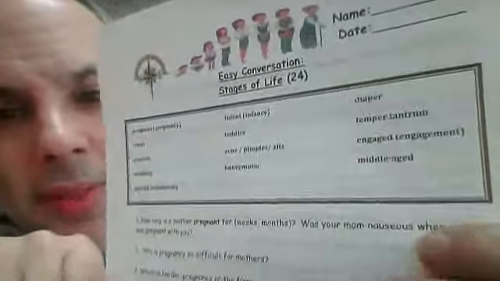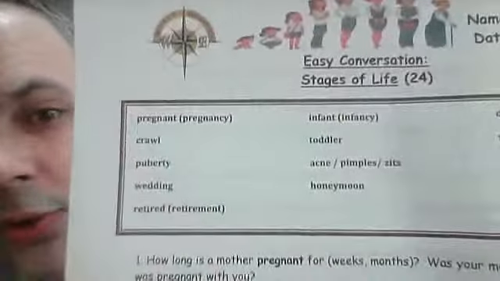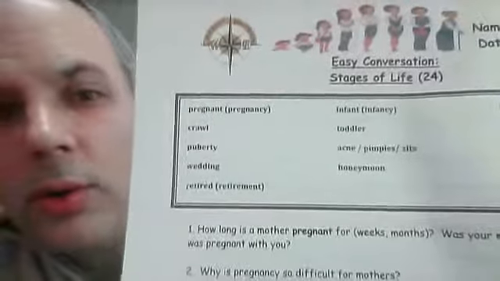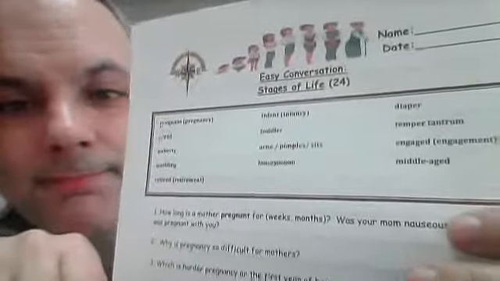So first of all, pregnant, okay, or pregnancy, infant, or infancy, okay. Now this word here has an A in it, but the A is quiet, okay. So this word is just diaper, okay. The I and the A are working together for an I sound, so it's not diaper. This is diaper, okay. Here, crawl, toddler, temper tantrum, puberty.